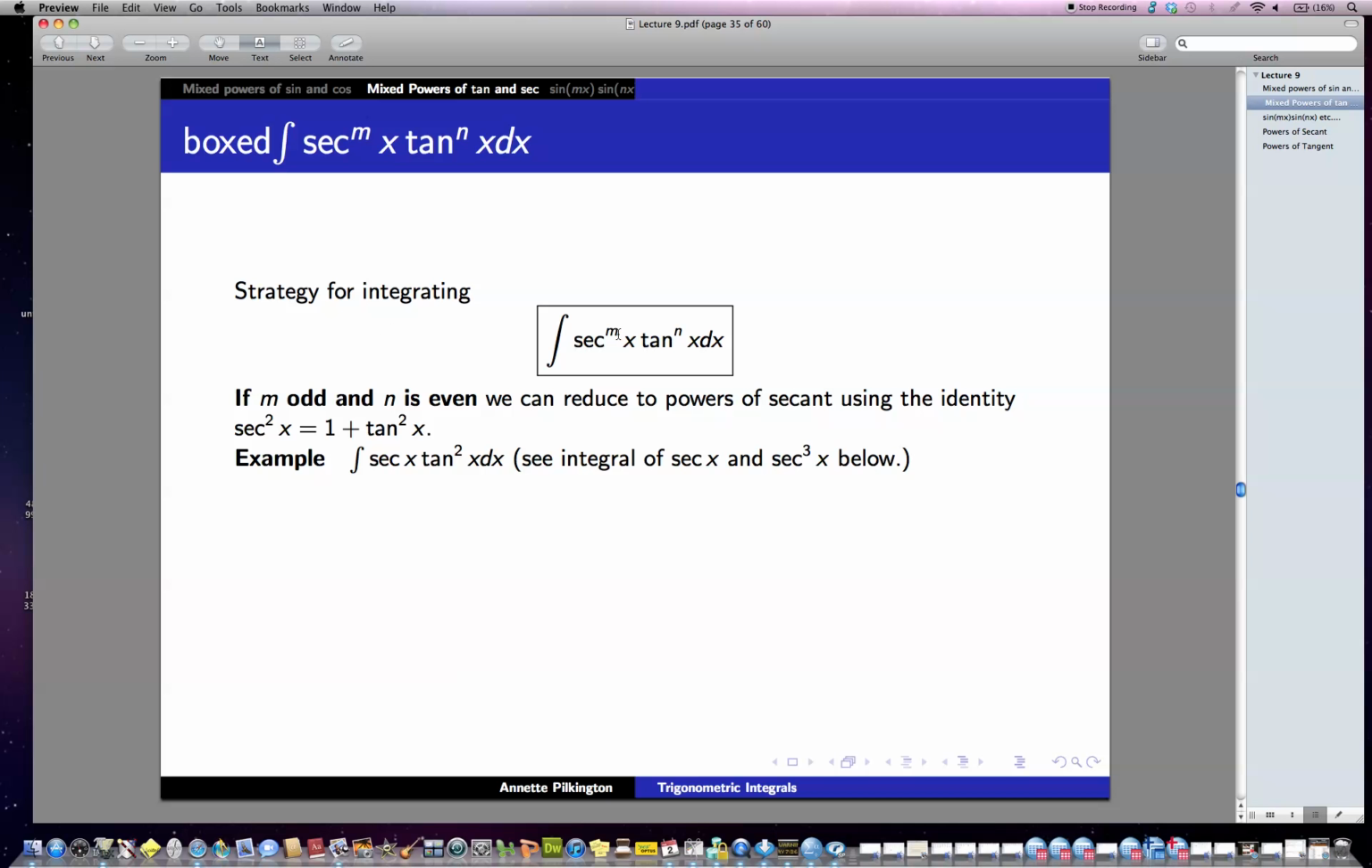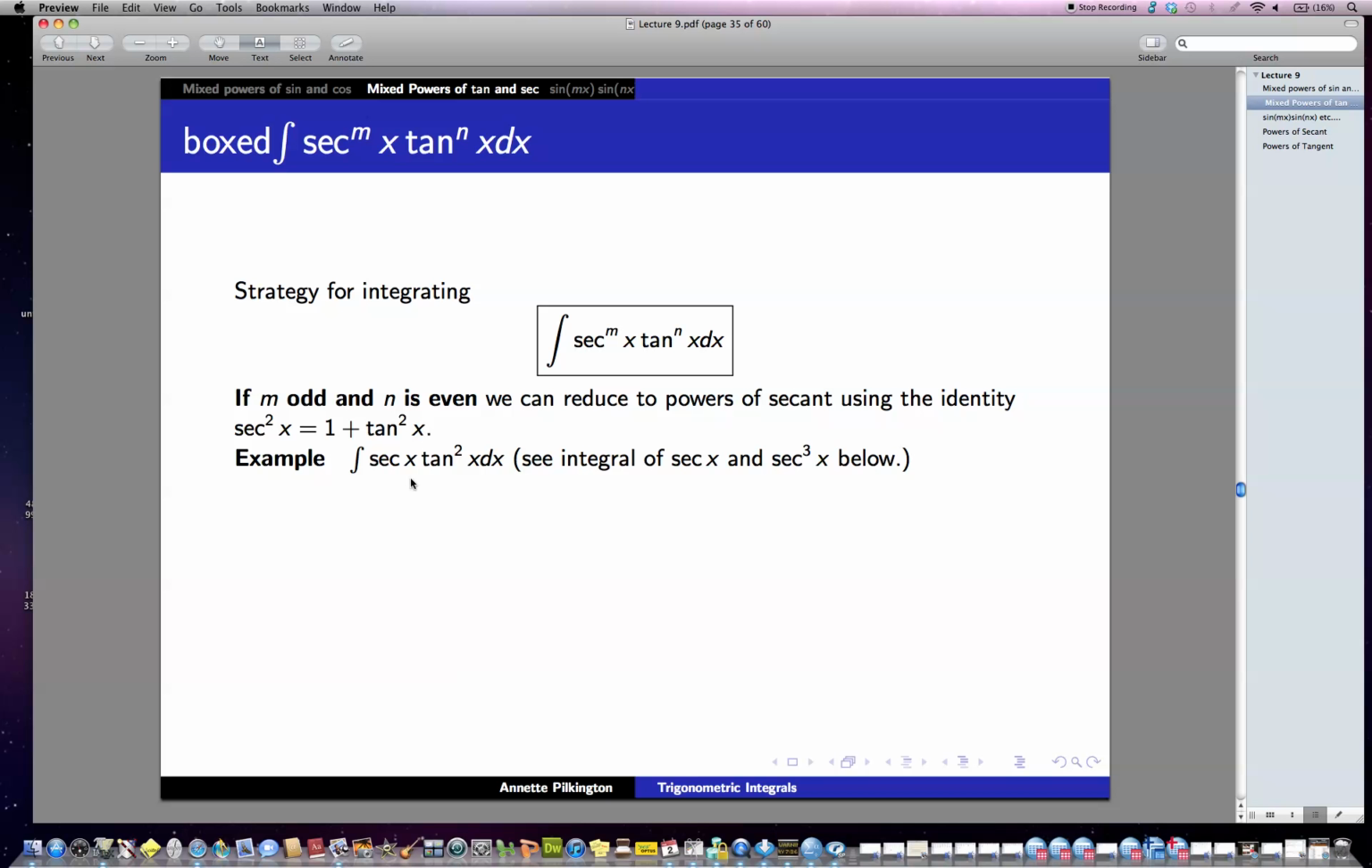Suppose m is odd, the power of secant is odd, so I can't use the substitution u equals tangent, and n is even, the power of tangent is even, so I can't split away a single tangent and secant for the substitution u equals secant. Then I can try to reduce two powers of secant using this particular formula. And then of course I need a method to deal with powers of secant.